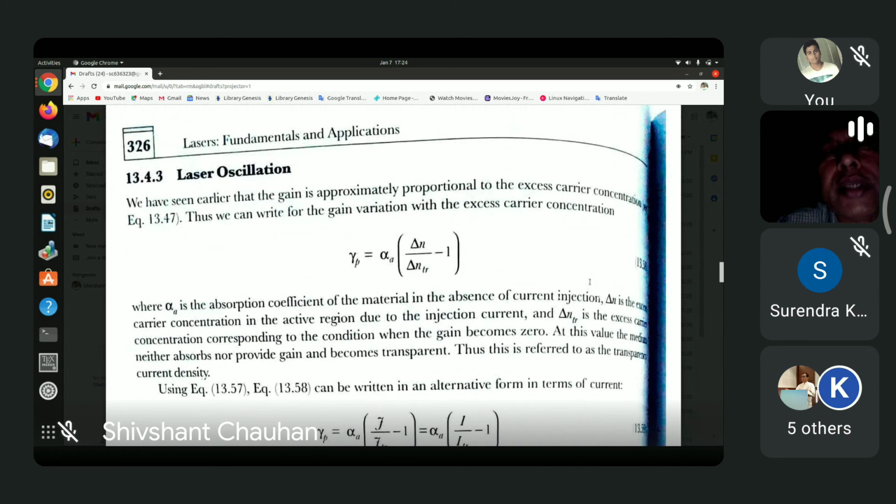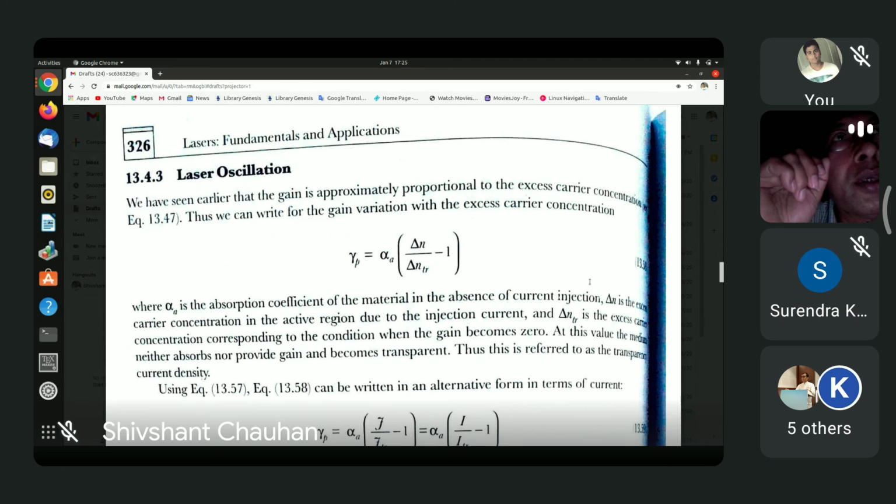So delta nr is the excess population of electrons per unit volume over the equilibrium value at the point where the rate at which the injected carriers equals the rate at which they are lost via spontaneous recombinations. So if delta n is more than delta n tr, tr standing for threshold, then there can be gain. If delta n equals delta nr, then you have 1 and minus 1, so the difference is 0, and so there is no gain.